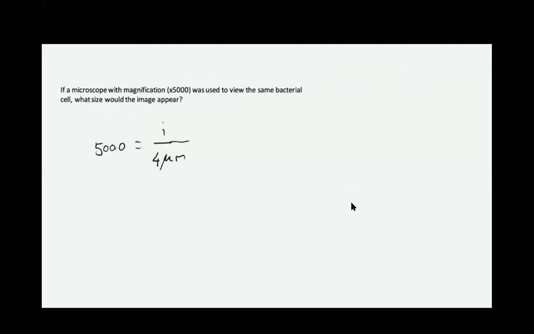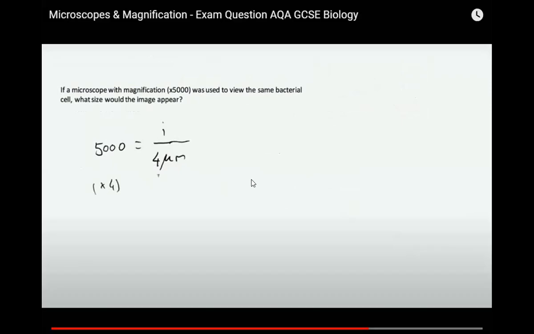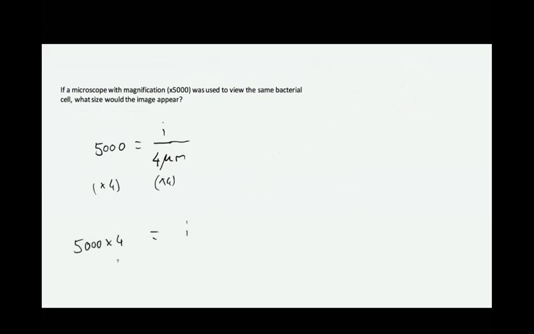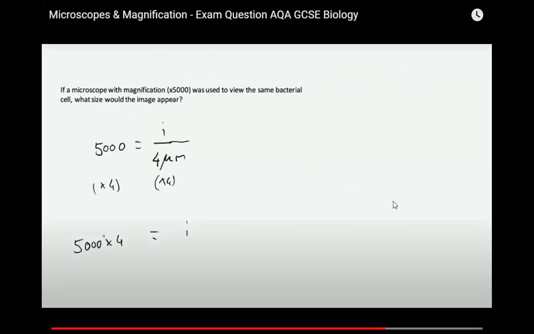Now, what I would need to do is rearrange this equation to get I on its own. Now, I is currently being divided by 4, and so I times both sides by 4. That's going to cancel the 4 on the bottom of the fraction, which is going to leave me I. And that's going to equal 5,000, which is our magnification, times our 4 micrometers. Now 5,000 times 4 is going to give me 20,000.